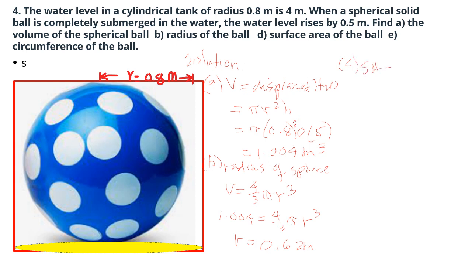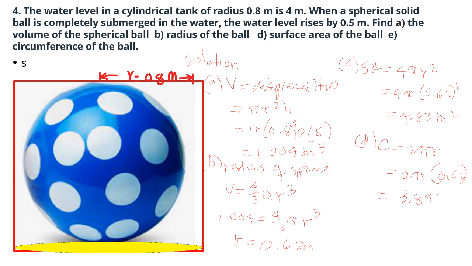Then you have letter C, surface area, 4 pi r square, 4 pi 0.62 square, 4.83 meter square. D, circumference equals 2 pi r, 2 pi 0.62, 3.89 meters.